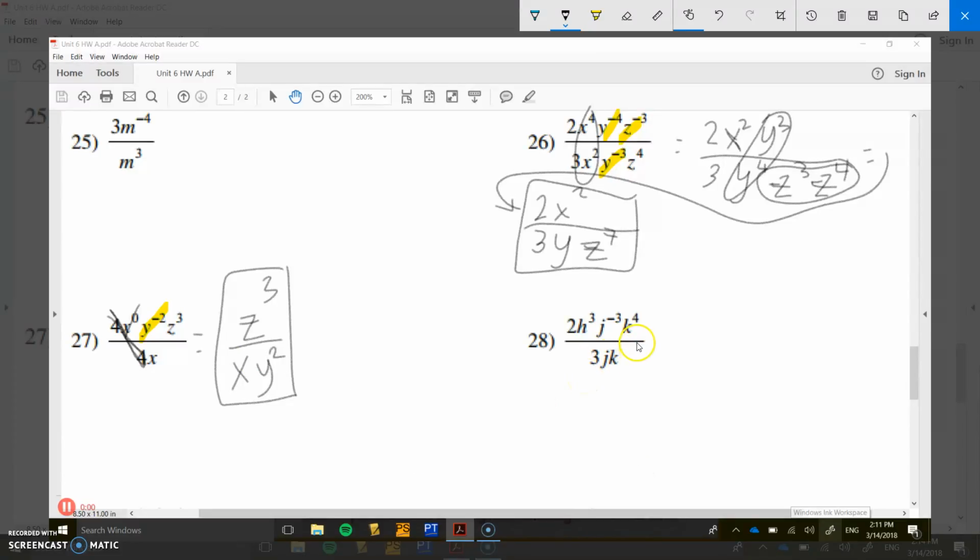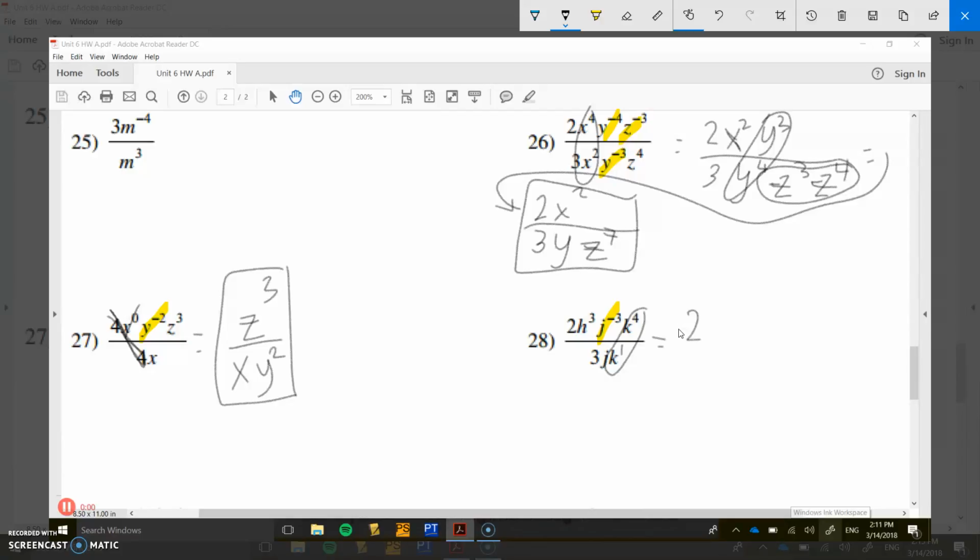Next one, 28. Okay, what do you think? We got a quotient rule because it's a fraction bar. We got a 2 and a 3, which don't divide nicely. We have a negative rule, so I'm going to move those down. And then we have a quotient rule. Remember that every exponent has a secret exponent. Every base has a secret exponent of 1 if there's nothing listed already.